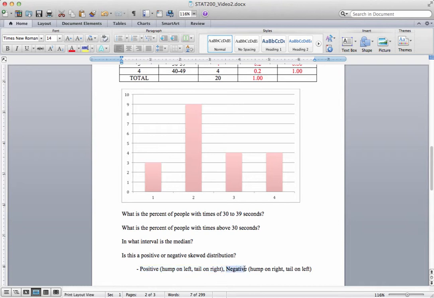And for a negative skew, we're going to have a hump on the right or the tail on the left. In this case, the hump is on the left-hand side of the middle, so we would say this is a positive skew. And typically it'll be pretty obvious. There'll be a whole bunch of data on one side or a whole bunch of data on the other side to make it positive or negative.